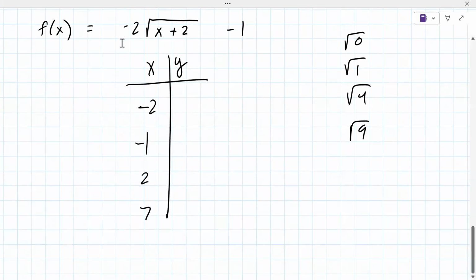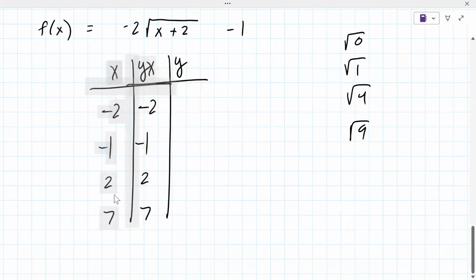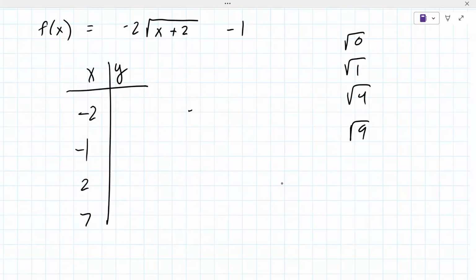Okay, very good. Now, let me show you the first one here because this one's just a little bit different. It's -2 square root of -2 plus 2, minus 1. So you do what's inside the root first, becomes the square root of 0, which is 0.